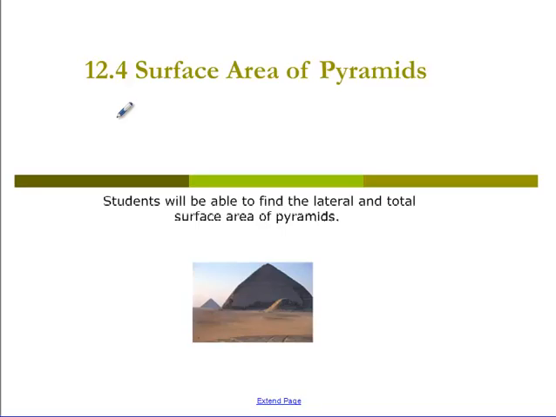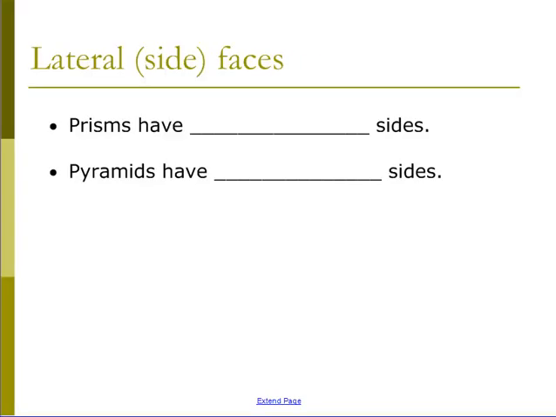So 12.4 talks about pyramids. We take a shift now from shapes with two bases to something with just one base, where the vertex is up at the top where the lateral area meets. One of the biggest differences between prisms and pyramids is that prisms have rectangular sides and pyramids have triangular sides. That's because pyramids only have one base, so they only have to connect to one side, so the other side comes to a point. So that's why they have triangular faces.